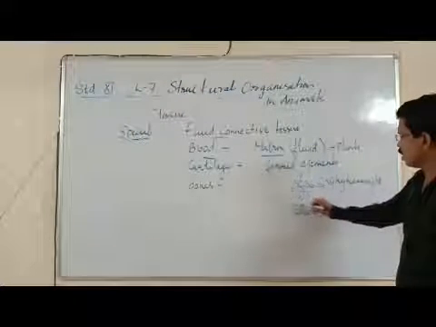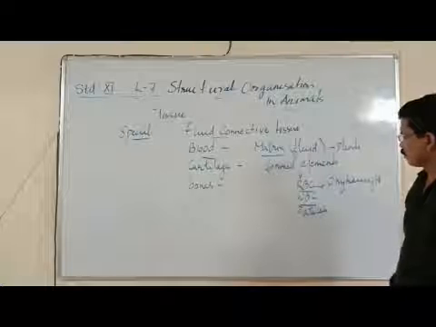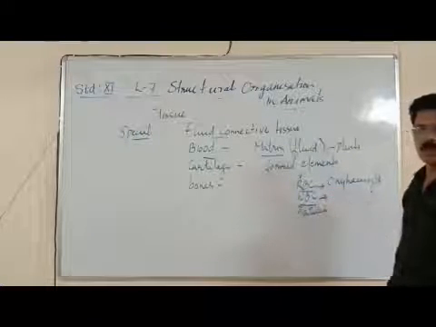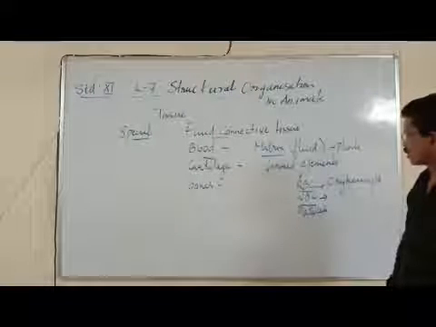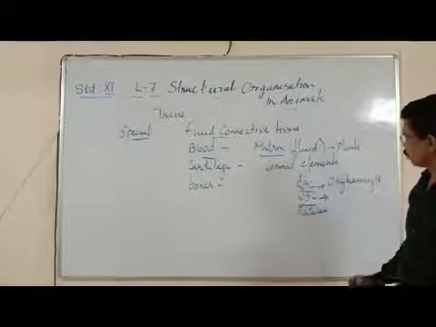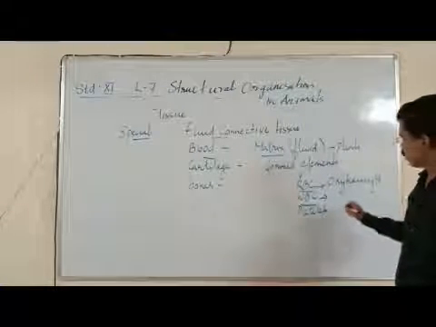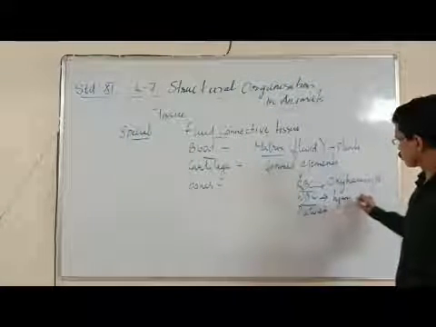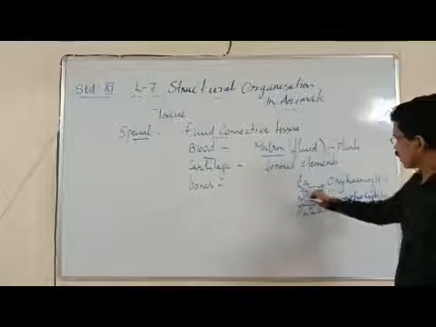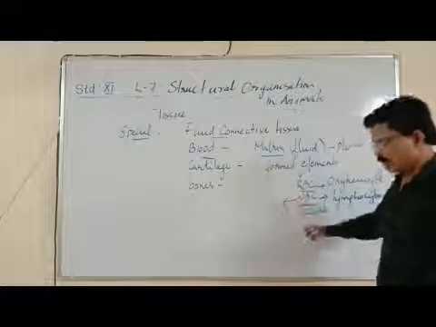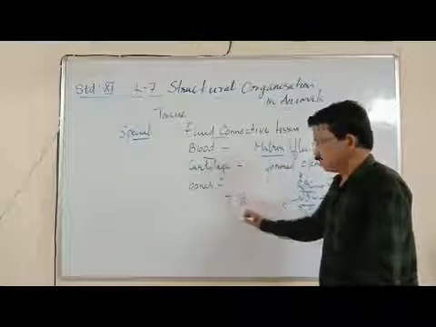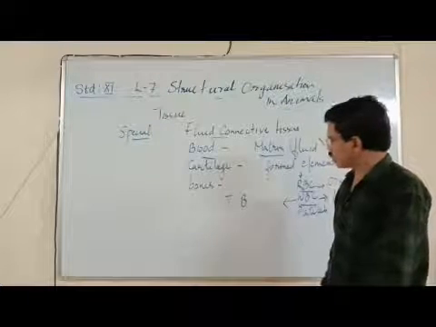Now WBC is called white blood cells. They provide immunity to the body. White blood cells are of 5 types. The most important type of white blood cells are lymphocytes. Lymphocytes are of 2 types: T lymphocytes and B lymphocytes. What is the function of T and B lymphocytes?